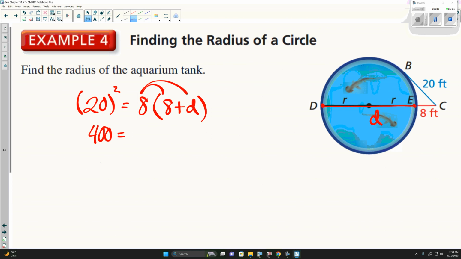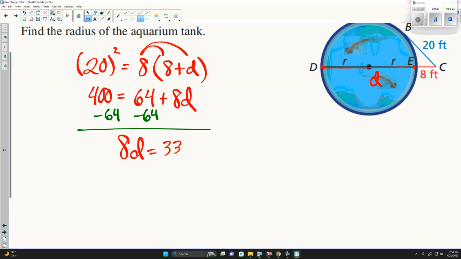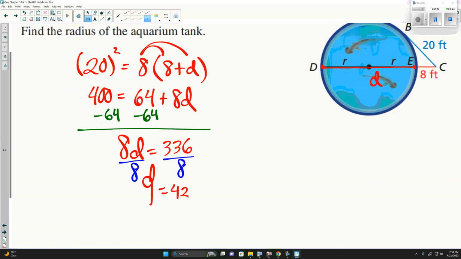Here we would distribute the 8. 8 times 8 is 64, plus 8d. At this point we would subtract 64 from both sides, telling us that 8d is equal to 336. Now we need to divide both sides by 8, which tells us that the diameter is 42. But as we know, the diameter is equal to 2 times the radius. So we have to divide 42 by 2, telling us the radius is 21.